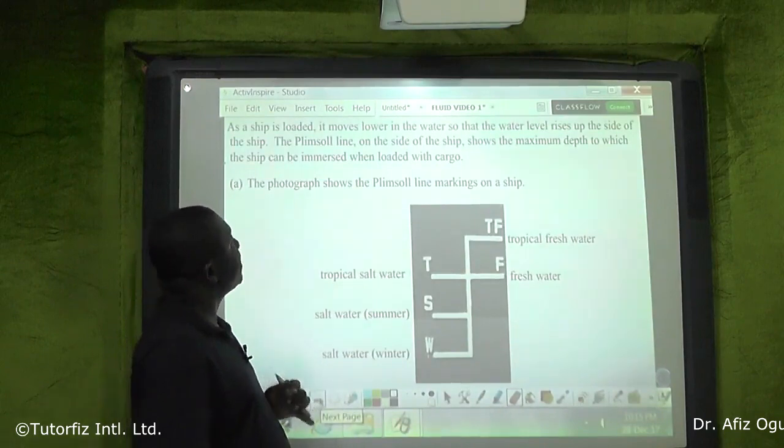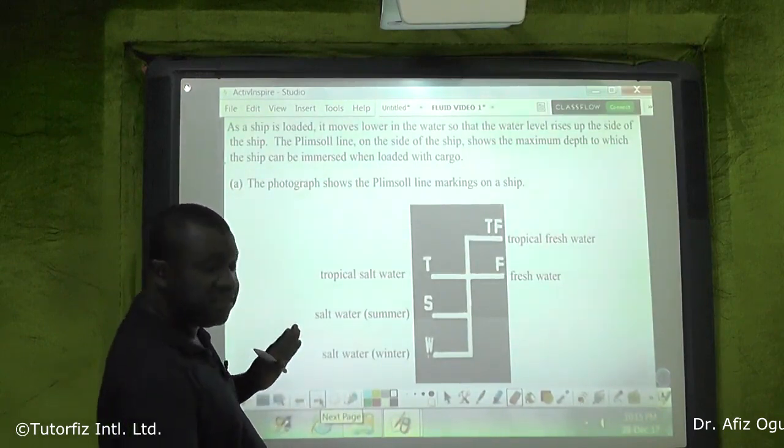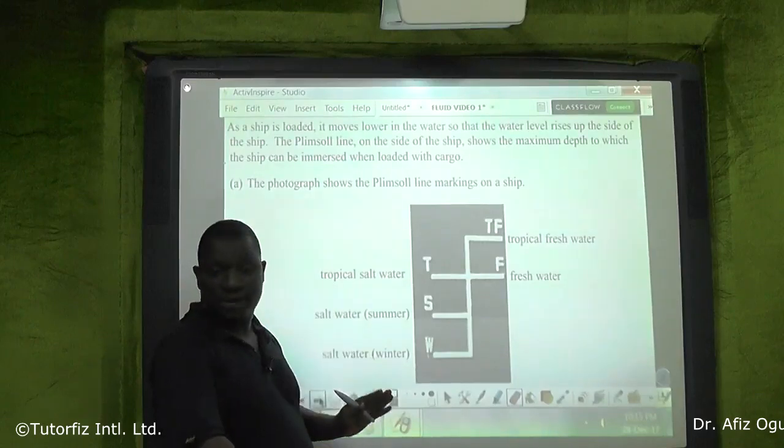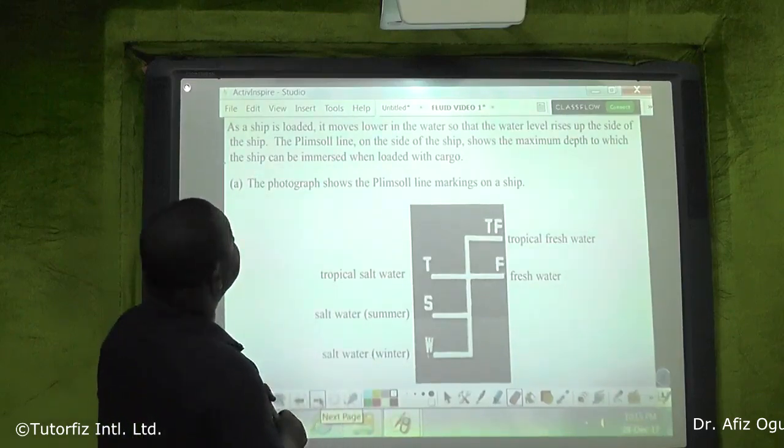A ship is loaded. All these questions have been answered since they are easier than what I'm going to talk about now. A ship is loaded. As a ship is loaded, it moves.